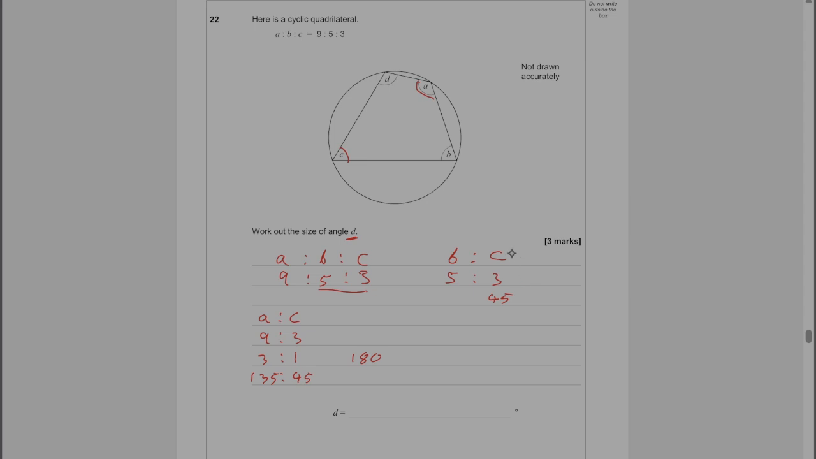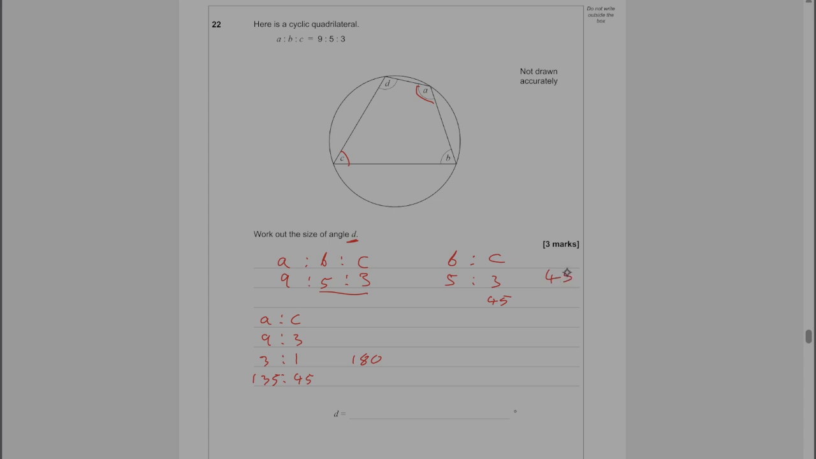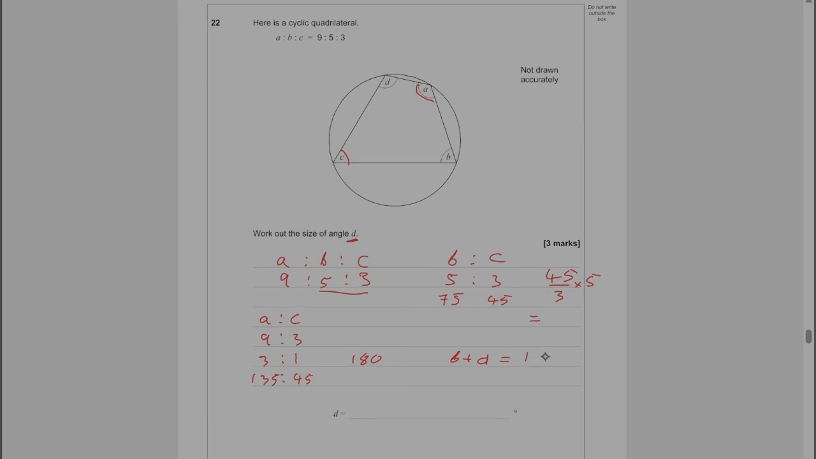So that must mean that C is 45 divided by 3 times by 5, which is 15 times by 5, which is going to give us 75. Yeah, 75. And then B plus D must equal 180. So D is going to be equal to 180 minus 75. So that would be 105.